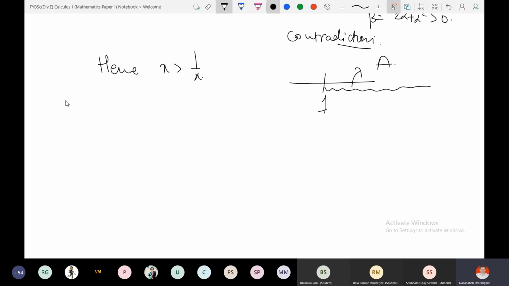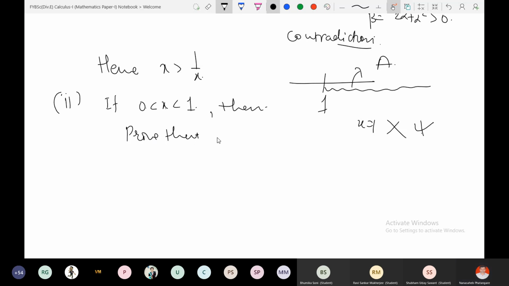Right. Now second case, if 0 less than x less than 1. If x is equal to 1, then this is not satisfying our inequality, right? Therefore 1 is not included in the set. If 0 less than x less than 1, then prove that 1 by x is greater than x. You check this.